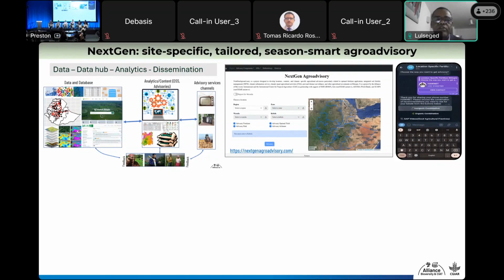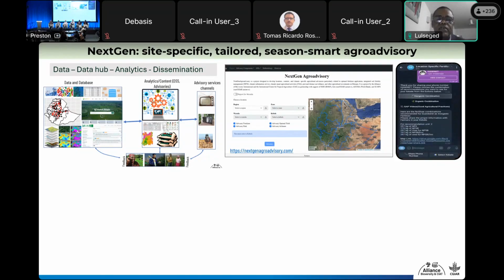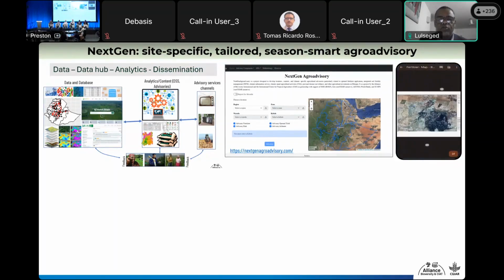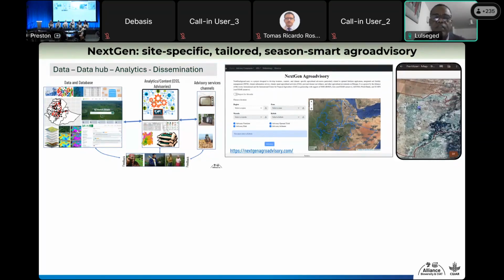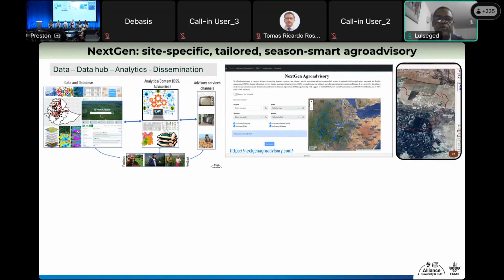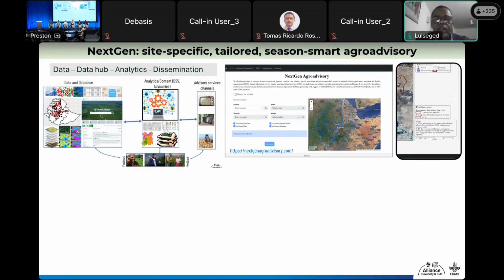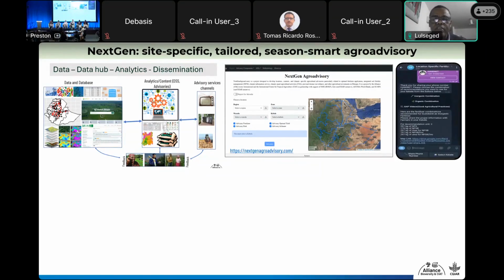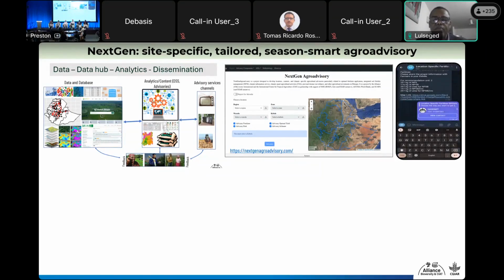It is generally location specific. It is season smart, customized to the upcoming season. It also fits into the local context in the area with soils, topography, and so on. So that has been applied with partners, including Digital Green. Rekini presented some examples there.